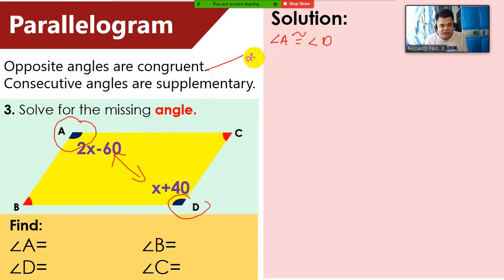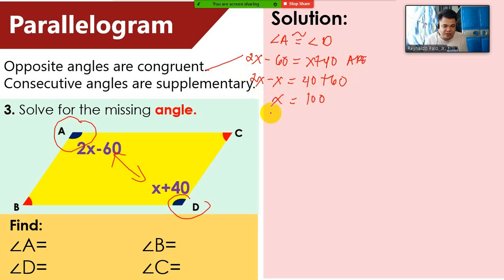Substitute the values. Angle A, 2x minus 60 equals x plus 40. Then combine the similar terms, 2x minus x, applying the addition property of equality. Again, it's the same as number 1. So if you are following the process, it's the same. Bring down 40, and the opposite of negative 60 is positive 60. 2x minus x is x, equals 40 plus 60 is 100. So the value of x that we got is 100.